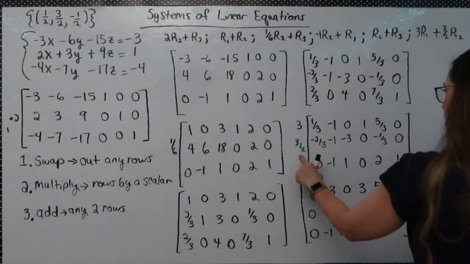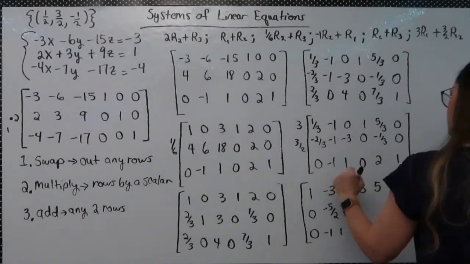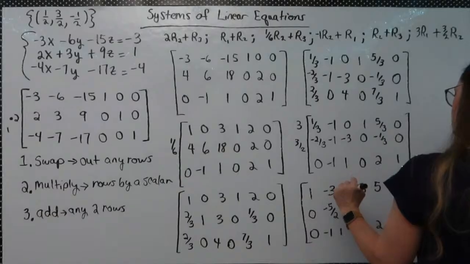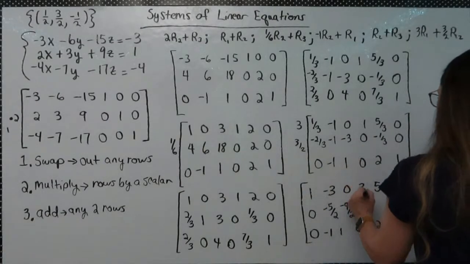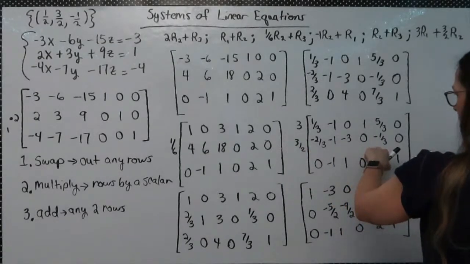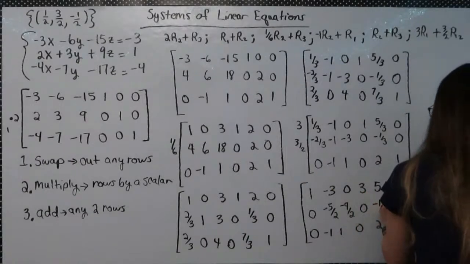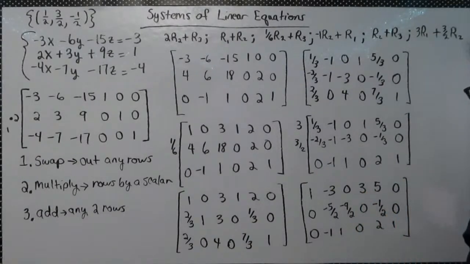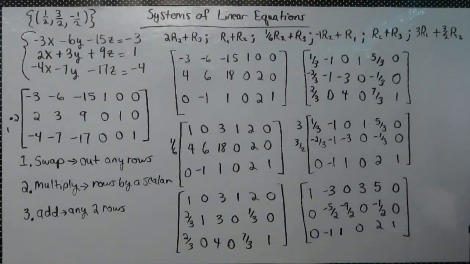And then 3/2 times -3 is going to be -9/2 plus 0, -9/2. 3/2 times 0 is 0. 3/2 times -1/3 is -3/6, which reduces down to -1/2. And 3/2 times 0 is 0. Okay, good. And this is as far as we've gotten.